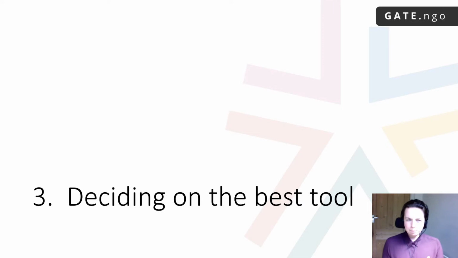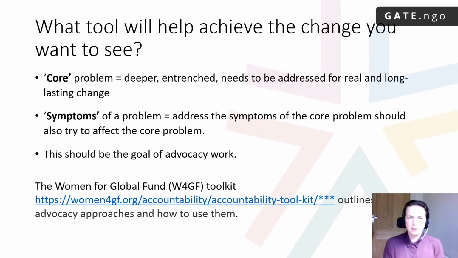Now we're going to move on to part 3, deciding on the best tool to use. There are many different tools that you can use to achieve your advocacy goal, but a good place to start before thinking about this is to consider what is the core problem versus what is just a symptom of the problem. So the symptoms, if you just focus on addressing these, will not address the core problem. The core problem is the more deeper entrenched issue or needs to be addressed that will result in long and real lasting change. The goal of advocacy work should be to try and address both the symptoms and the core of the problem. And the Women for Global Fund's toolkit is a great resource to look for ideas around advocacy approaches and how to use them.